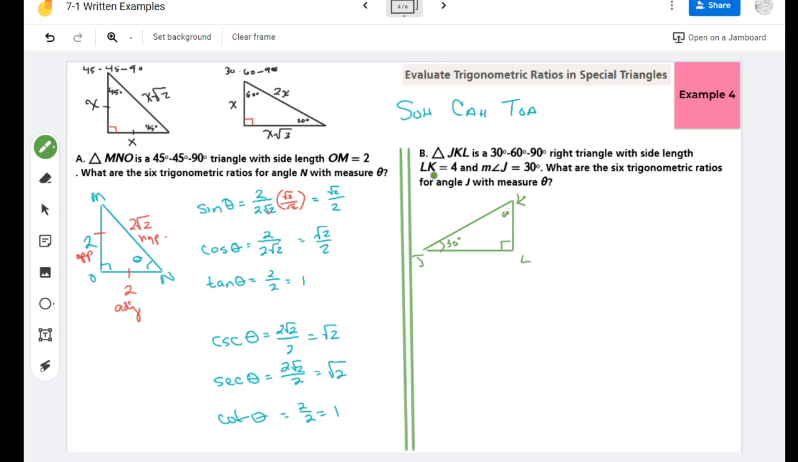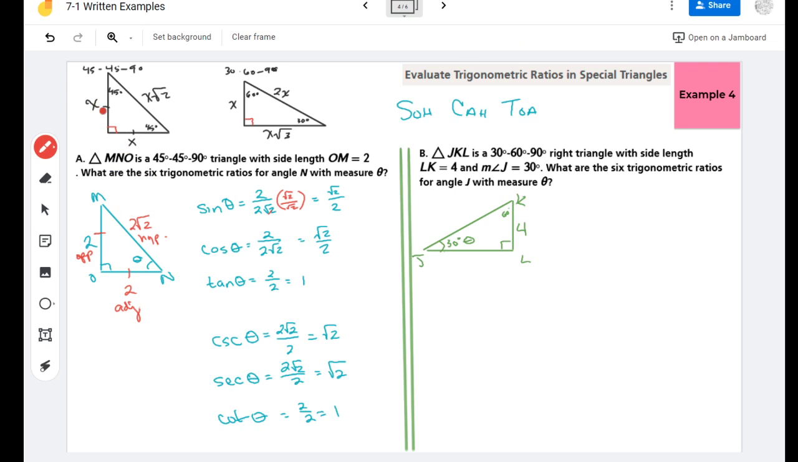Now very specifically, they're telling us that J is our theta, okay? So that's the angle we're referencing. And LK is 4. So if I use my special right triangle ratios to help me get my other sides, we should be good to go.